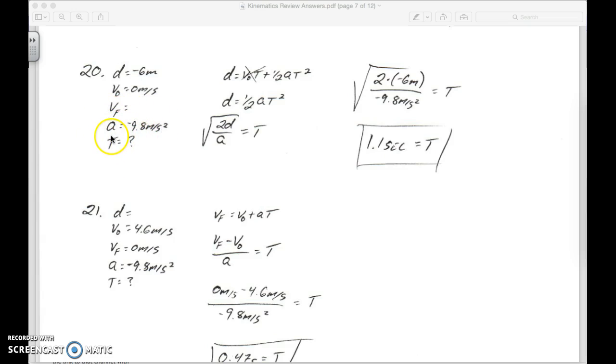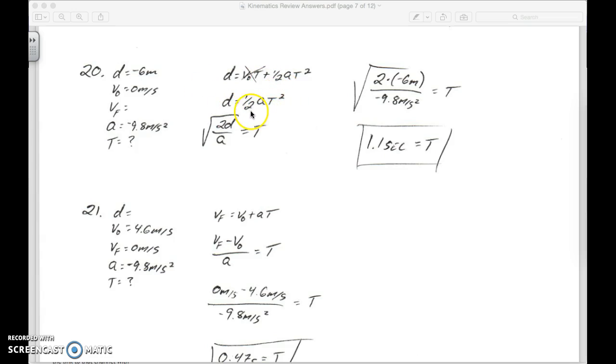We're looking for time, so we're going to use the d equals v naught t plus 1/2 at squared equation, because that's the equation without vf, which is the one that we don't know and don't care about. We don't have to use the quadratic because v naught is 0, so that term is going to cancel out, leaving us with simply d equals 1/2 at squared.